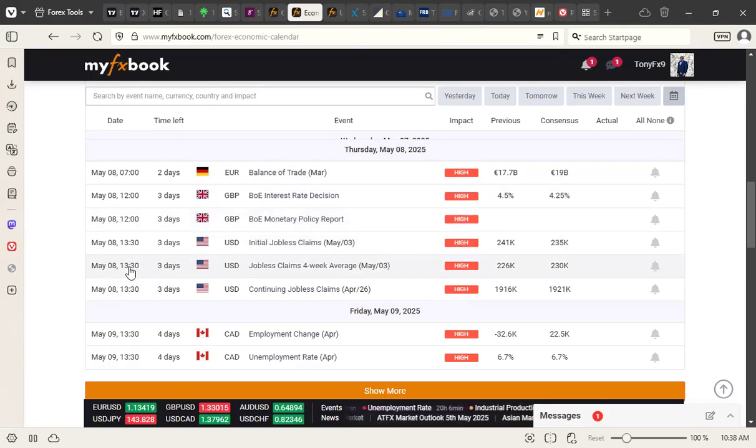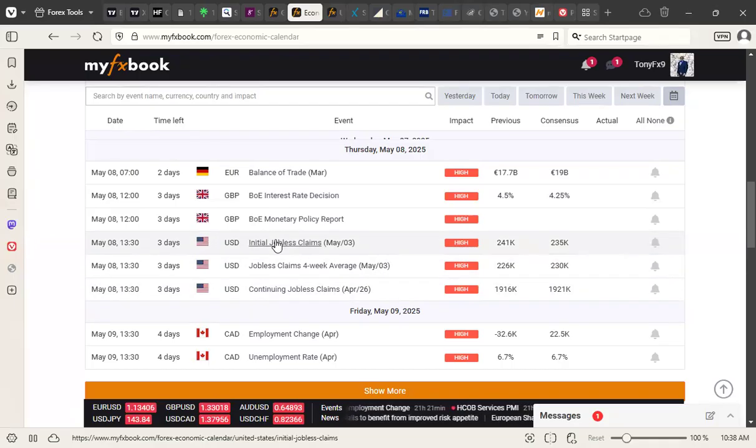Then we have the initial jobless claims for the New York session at 1:30. Like every other week, if you see a figure higher than 235K, it's bad for the dollar, but if you see a figure lower than 235K, it is good for the dollar. Continuing jobless claims is a derivative of initial jobless claims. The main one is the initial jobless claims.